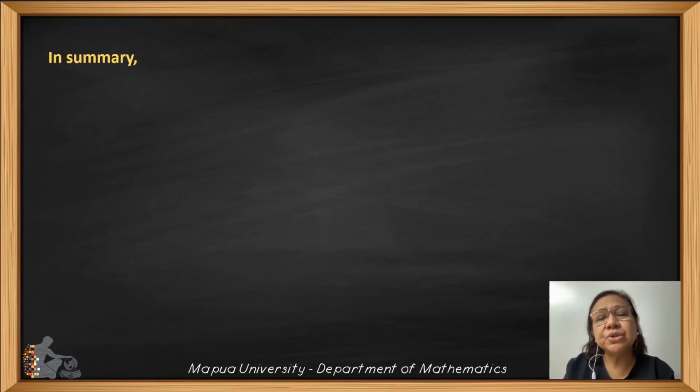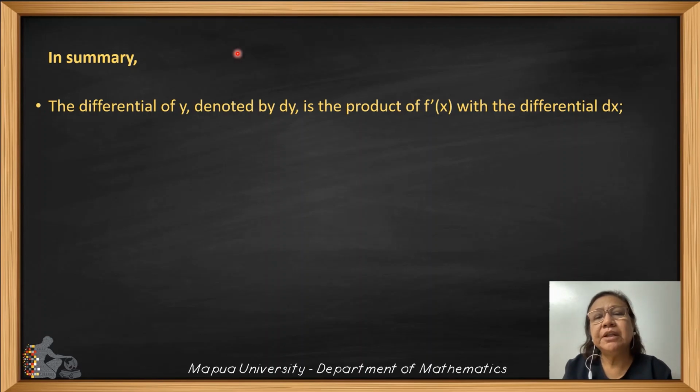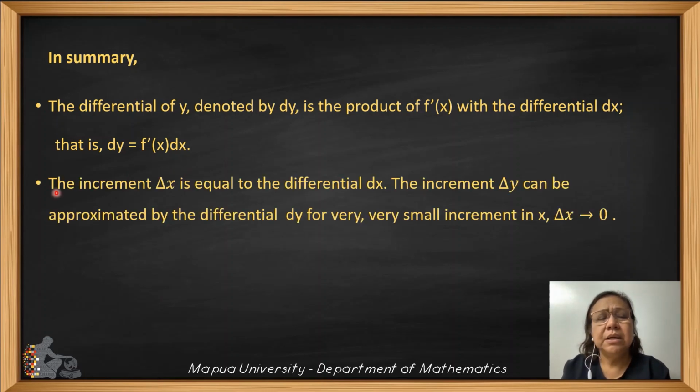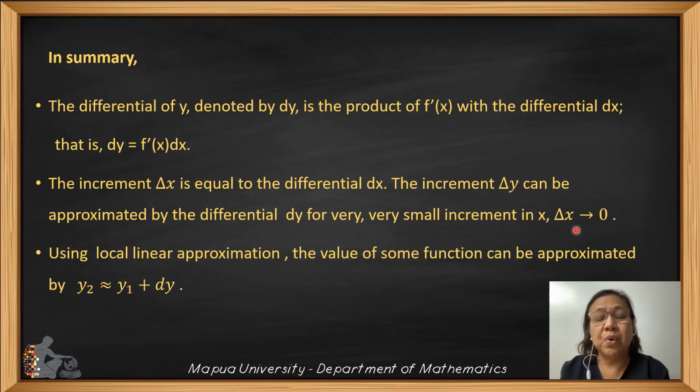Okay, to summarize what we have today, the differential of y denoted by dy is a product of f prime of x with the differential dx. That is, dy is equal to f prime of x dx. The increment delta x is equal to the differential dx. However, the increment delta y is not equal to the differential dy, but can be approximated by dy for very small increment in x, that is, delta x approaches 0.